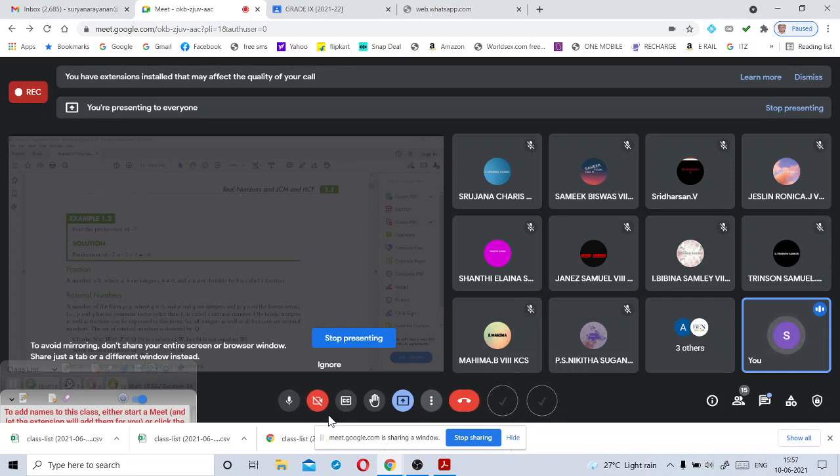How many types of fractions? Now can you tell me, Srijana? Can you tell me the types of fractions? So proper fraction, improper fraction, mixed fraction. Very good. Proper fraction, improper fraction, and mixed fraction. What can you tell me about proper fraction?